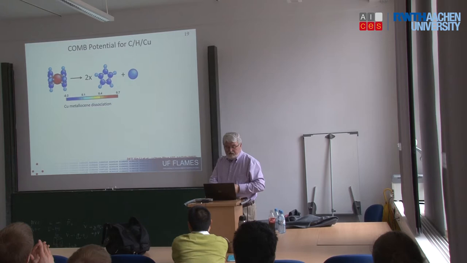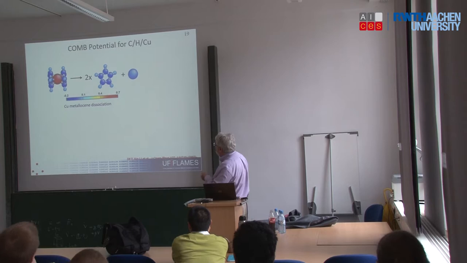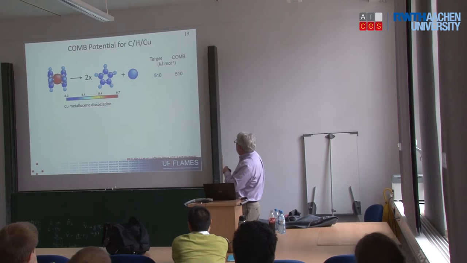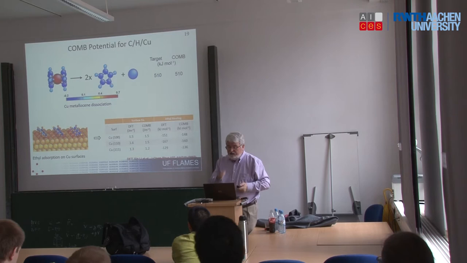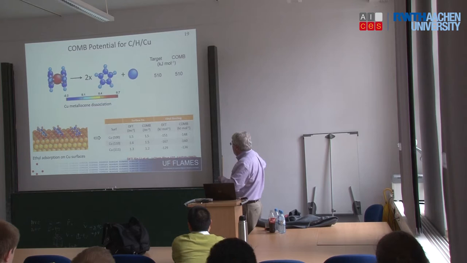Here's an example with copper, hydrogen, and carbon. So we want to develop that potential. We want to look at organics on copper surfaces for catalysis. So one of the ways to do that is to look at some small molecules. So this is copper metallocene. So there are some hydrocarbons, things like that around it. And we can actually go out and calculate various values. This was a target value which we matched for the heat of formation, which was identical. And then we can look at the binding energies, the adsorption energies. Here's ethyl adsorption energy onto various copper surfaces. And we get pretty good agreement between the COMB values and the DFT values.